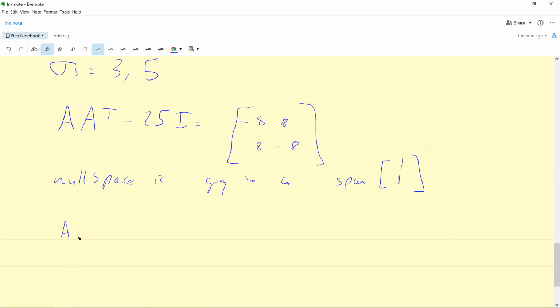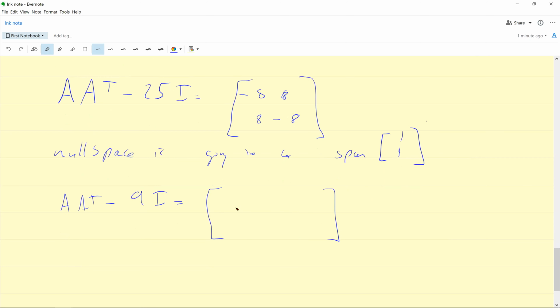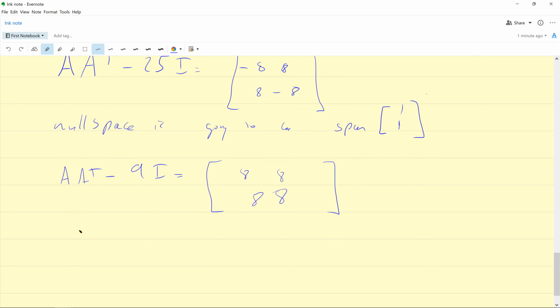Then the matrix minus 9 I is, what's that one? They're all 8s. Yep. And similarly, the null space is the span of minus 1, 1. Or you can also do 1, minus 1. I think that's usually a little easier to compute. Okay, everyone got that?